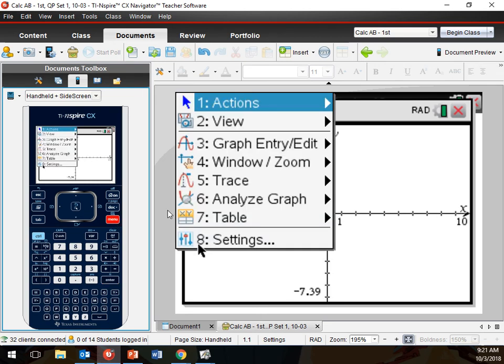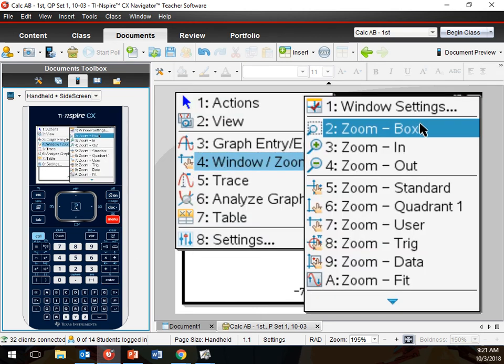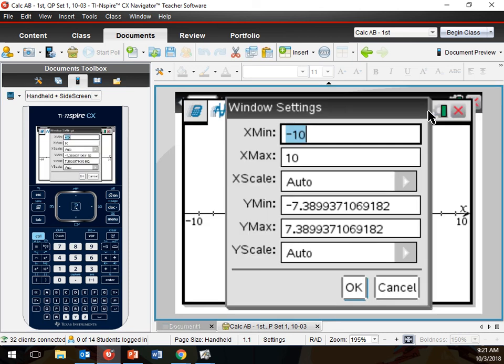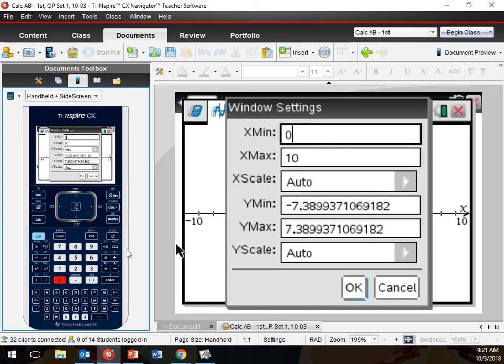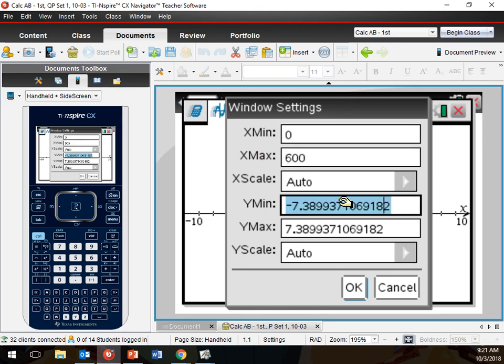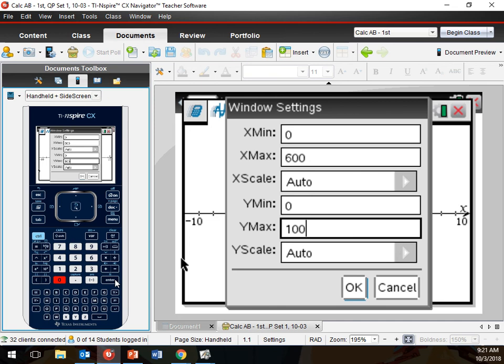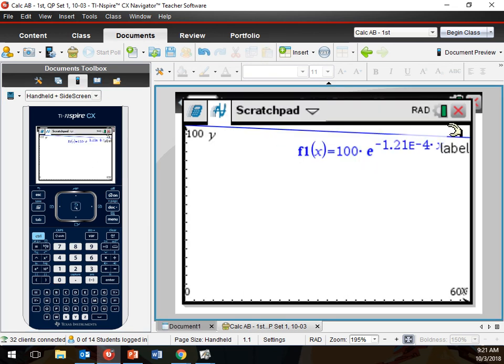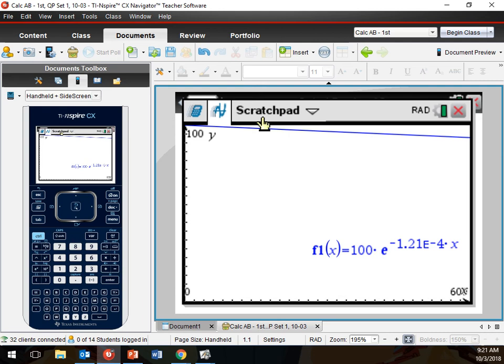Let's change my window: menu, window, settings. Let's start off at 0, and let's go to 600, because I'm going to plug in 550, right? We're talking about percentages, so the rate of change. That's going to be 0, and this should be 100. I changed the window so it looks like that. All right, so there we go. There's my problem, right?